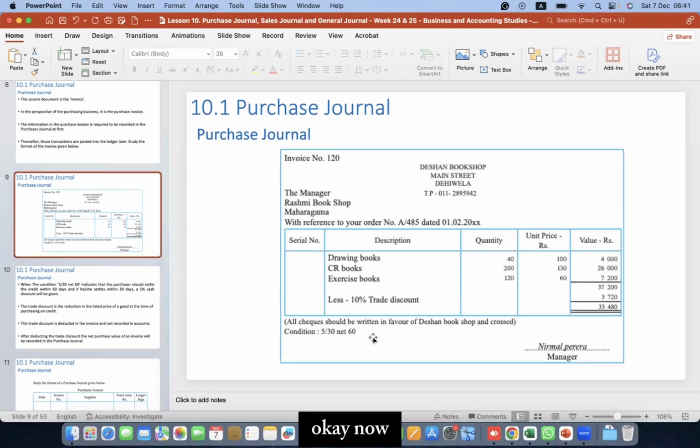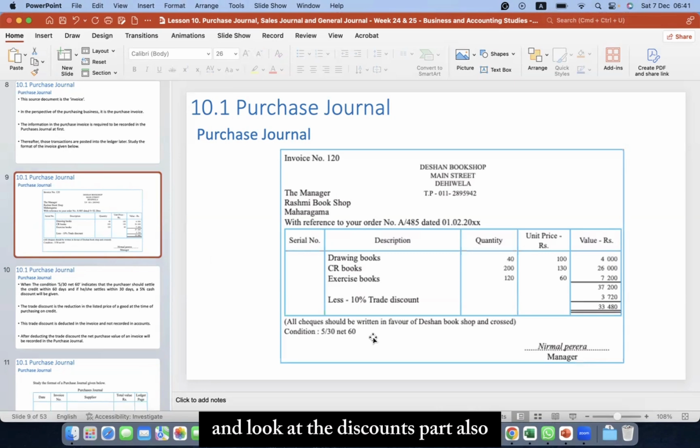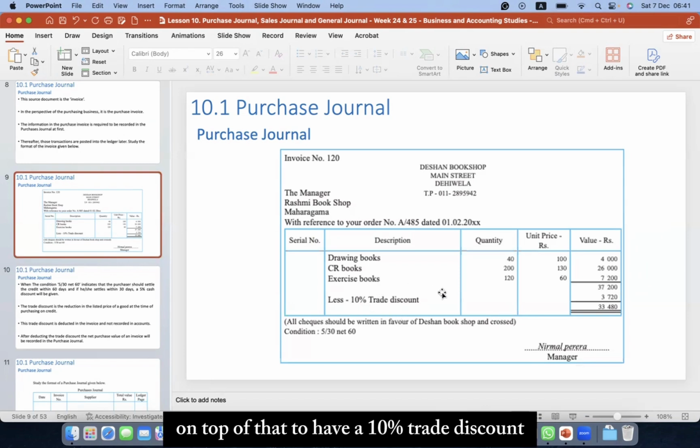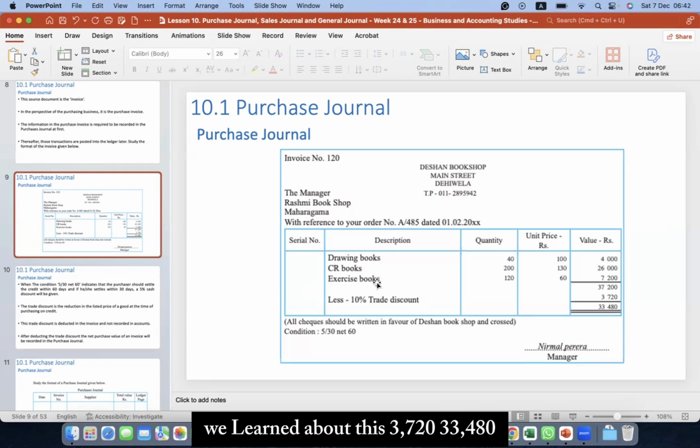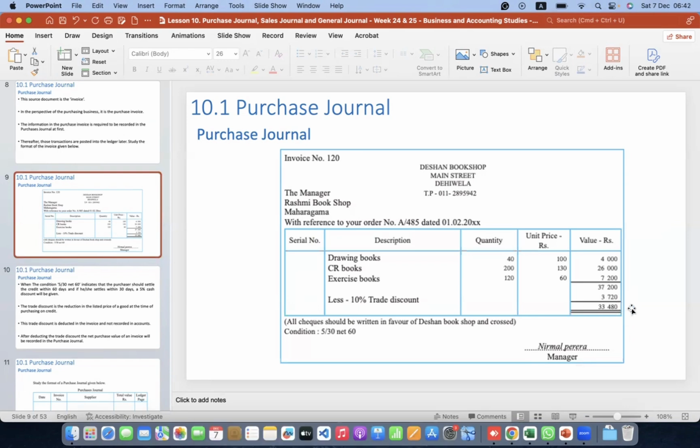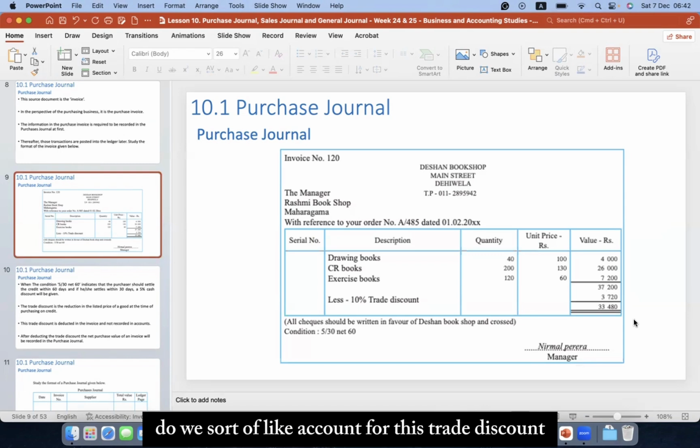හරිද? Okay, now we can even go back further and look at the discounts part also. Now here, if you look at this part, you see the 10% trade discount. Now the total bill value is 37,200. On top of that, you have a 10% trade discount. We learned about this. Then trade discount එක අඩු වෙලා 3720 එක අඩු වෙලා තමයි 33480 වලට මේ total bill එක එන්නේ.